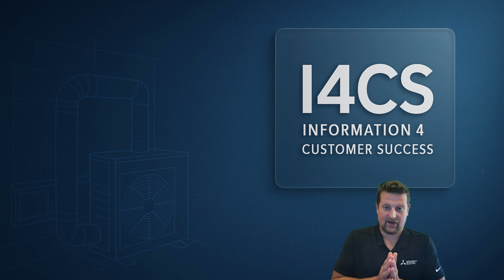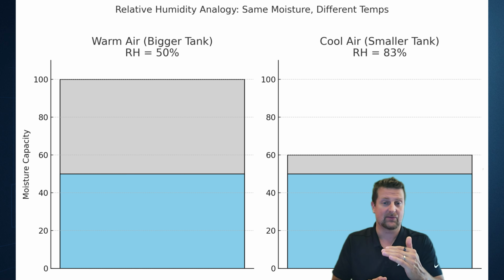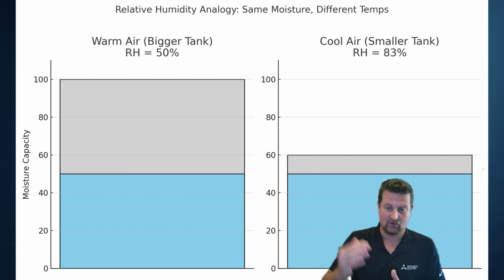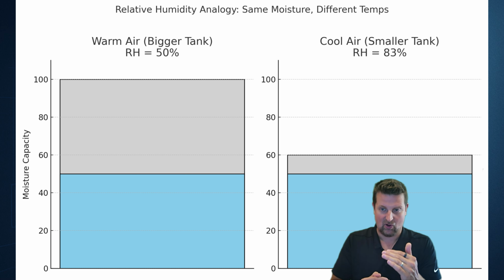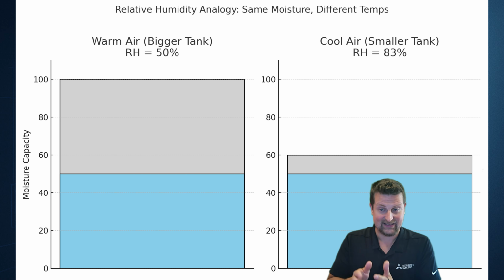Let's look at this graphic right here. Here we have what we're calling a tank, but think of the tank as the air. It's the temperature. So call it 100 degrees, we have a bigger tank. And if we have 50% relative humidity, that means that 50% of that tank is filled up with moisture, right? Now, we're going to shrink the tank. We're going to make it colder. So now we have 60 degrees and the tank is smaller. But the actual percentage of the humidity is now 83%.